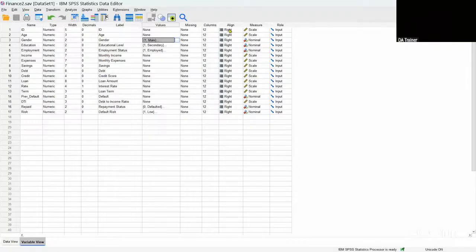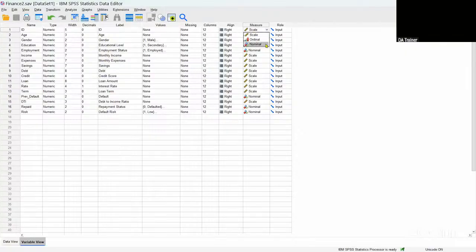Okay, and then measure is the next understanding I want to point out. Now, anything that is numeric naturally, like serial number, we keep it at scale. We use scale as the measure. Anything that is a number, like loan amount, savings, income, all these are numbers. So you keep all numbers under scale. You choose the measure as scale.